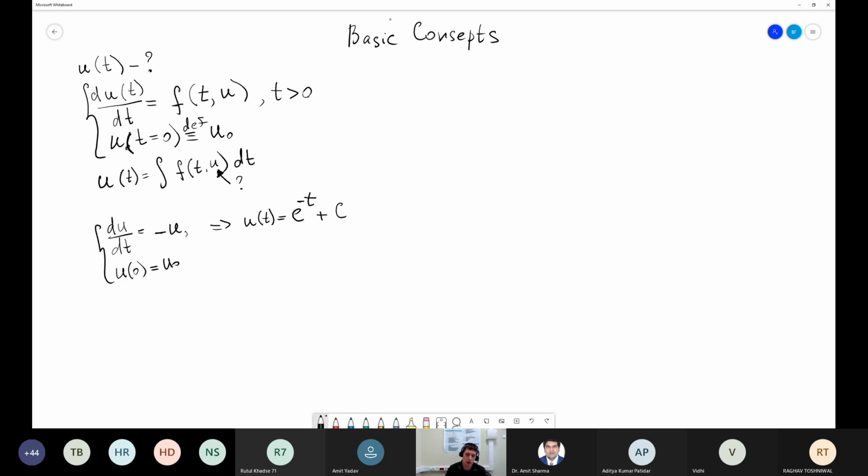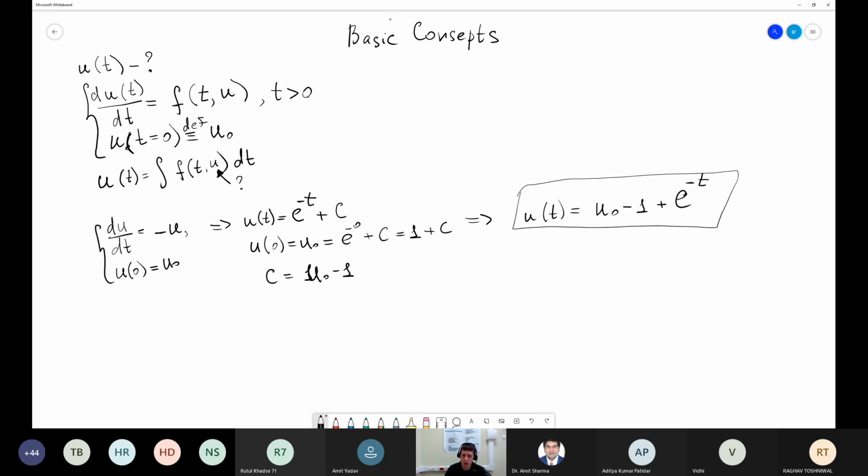If you put this exponent inside this equation, d over dt gives you -1, and again u. So if we know that u at time 0 equals u0 equals exponent plus constant, any value in the power of 0 equals 1. That's why we know that c equals, sorry, minus 1. So you obtain u of t equals u0 minus 1 plus exponent minus t.